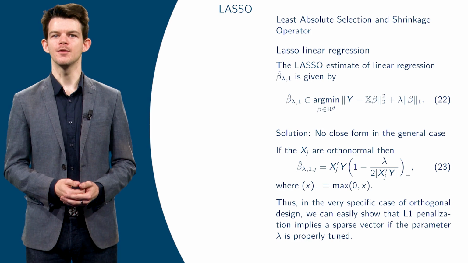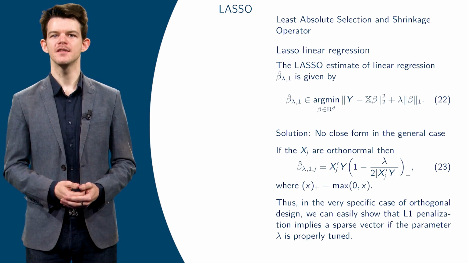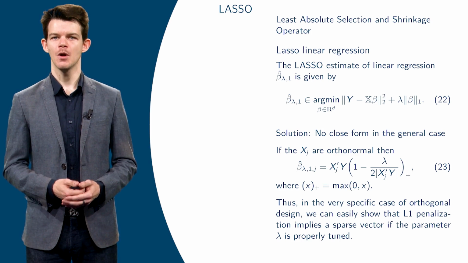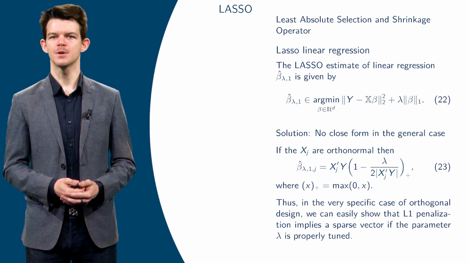Depending on the strength of lambda, more or fewer coefficients of the estimate are equal to 0. Beware, this explicit expression holds only in the linear regression framework if you assume that variables are orthonormal.